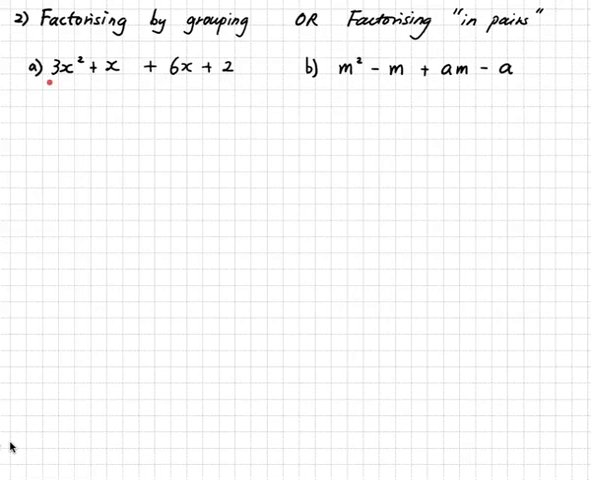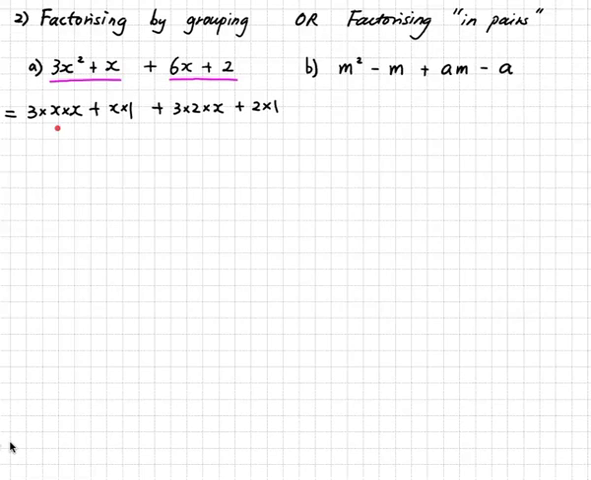For question A, I'm going to group 3x squared plus x, and I'm going to see 6x plus 2 as another group. And I'm going to factorize each group one by one. Let's start with the first one. We have 3x squared plus x. For the first term, I have 3 times x times x, plus x, which is the same as x times 1. Plus, for the second group, I have 3 times 2 times x plus 2 times 1.